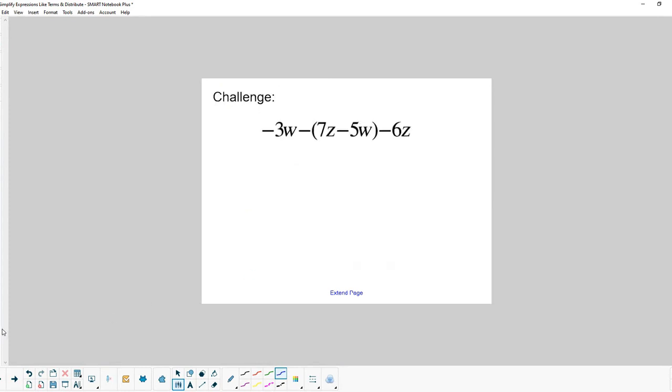All right, we've got this one. Now we got parentheses and a negative sign in front, but what we have to remember when we see that type of situation, that there's actually a 1 right there in front of the parentheses, so we'll multiply by a negative 1 to the 7z and a negative 5 to get the answer that we're looking for. So we have negative 3w, and then negative 1 times 7z would be negative 7z, and negative 1 times 5, negative 5 would be positive 35.